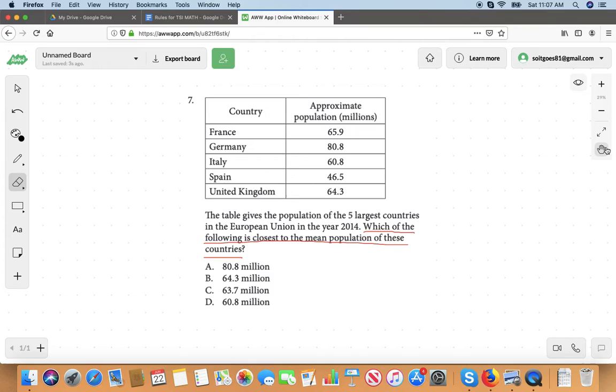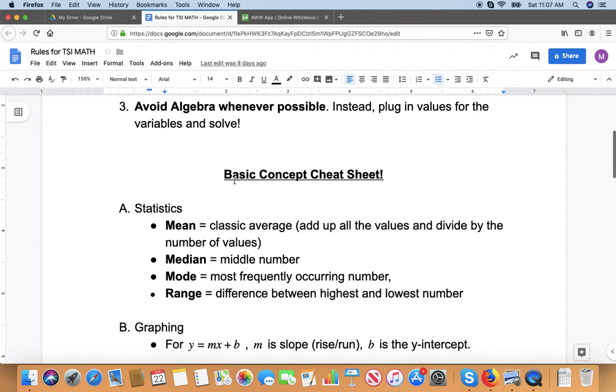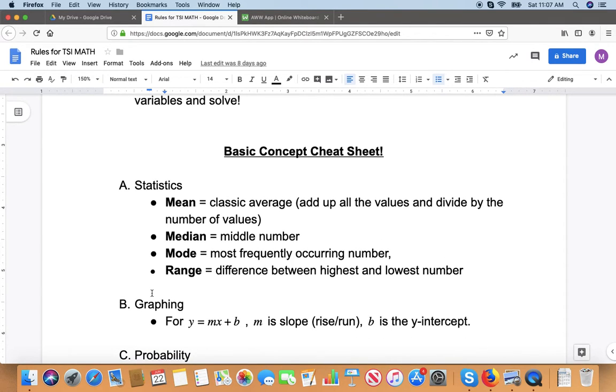Okay, so mean population, that word right there, we got to figure out what that means. I've got that on the rules for mathing. It's a type of average. Mean is a type of average. And I know you've heard that. There's some different types of averages here. I want to go over this real quick. There's a good chance you could see any of these on the TSI. Okay, the most common one, of course, is mean, which is classic average. Okay, mean means classic average.